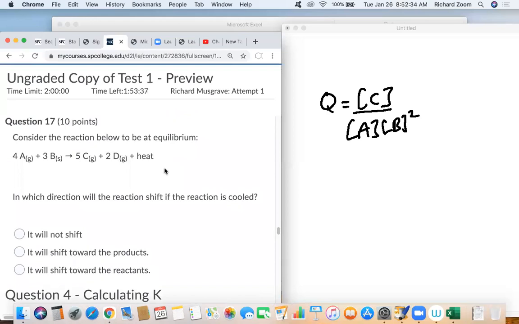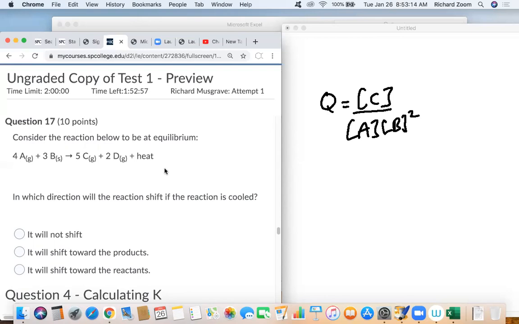Which way will the reaction shift if the reaction is cooled? Well, look where heat is in the reaction. The heat here is on the product side. It's an exothermic process. So I would want you to treat the heat as a product, which means if we're cooling the reaction, what are we effectively doing? We're removing heat. So we're removing a product, which means the reaction will shift towards the product side. Anybody got any questions? So if the heat is on the product side, it'll just shift towards the product side.